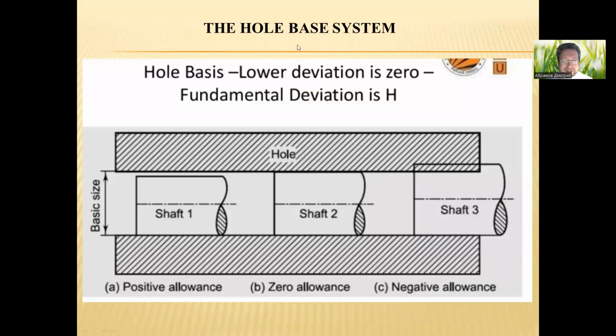The hole-based system. Hole basis, lower deviation is 0 and fundamental deviation is big H. And you can see the first variant of the shaft, second variant of the shaft, and third variant of the shaft. You can see there is clearance in the fit, there is clearance equal to 0, and there is interference in the fit.